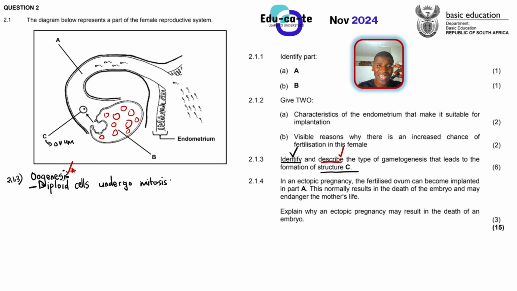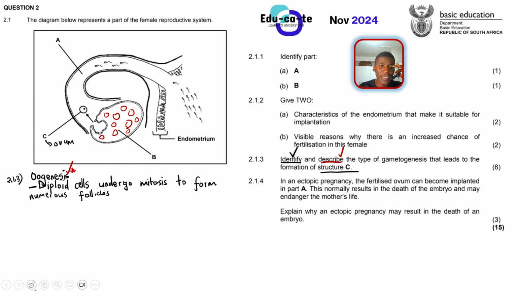mitosis. And when they undergo mitosis, they form a lot of follicles. So they undergo mitosis to form numerous follicles. So you can be given a mark for this and then a mark for that. So this is undergo mitosis. So basically, the diploid cells that we're having in the ovary, they will start multiplying. They will start multiplying through the process of mitosis.